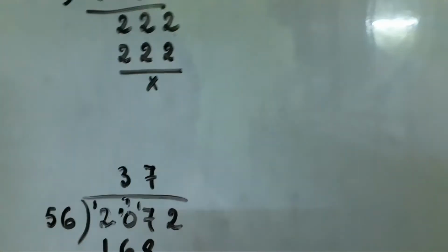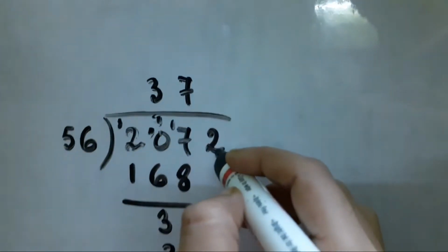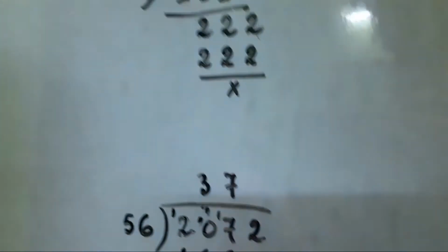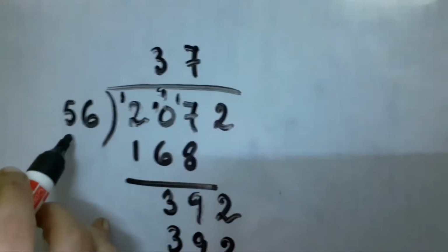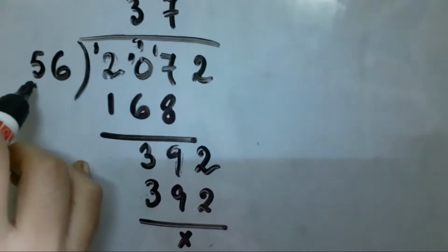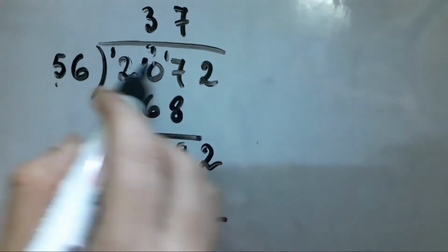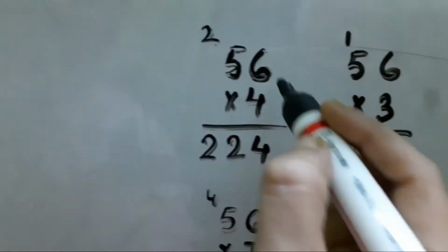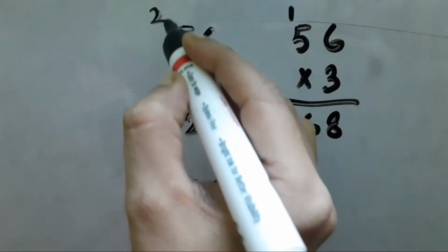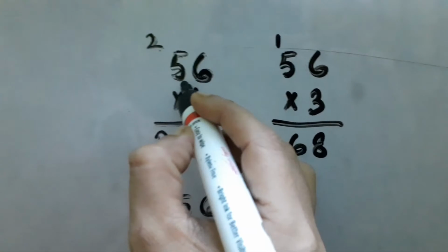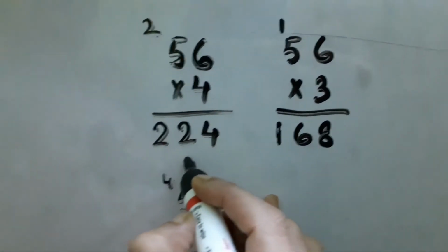Now we will divide 2072 by another factor, that is 56. So 56, 5 you take. 5 4s are 20. So at first we will multiply 56 by 4. 4 6s are 24, 4. 2 you carry. 4 5s are 20 plus 2, 22.